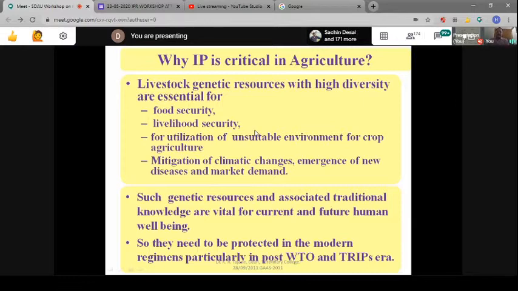Otherwise, in the global era of international trading, everybody is searching for something new. So if you are not able to protect your ideas, your innovations, your technology, then definitely it will get misused, and your interest and morale will go down once your creations, your creativity or your innovations are misused. So it is very critical.